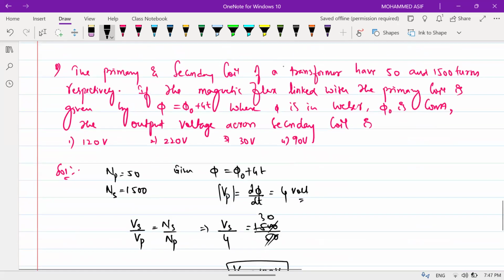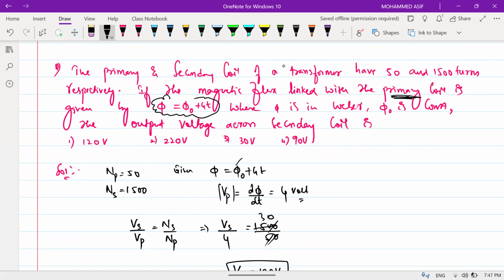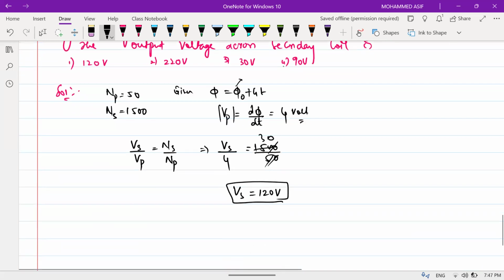Here the thing was very important. He has given me this flux. Flux is equal to phi naught plus 4t associated with the primary. So from this flux, applying Faraday's second law, E is equal to minus d phi by dt. So we are differentiating. Phi naught is a constant. Differentiation of constant is 0. Differentiation of 4t is nothing but 4 will come out. dt and dt will get cancelled. So potential of the primary will be equal to 4 volt. That is the only thing you need to remember in this one.